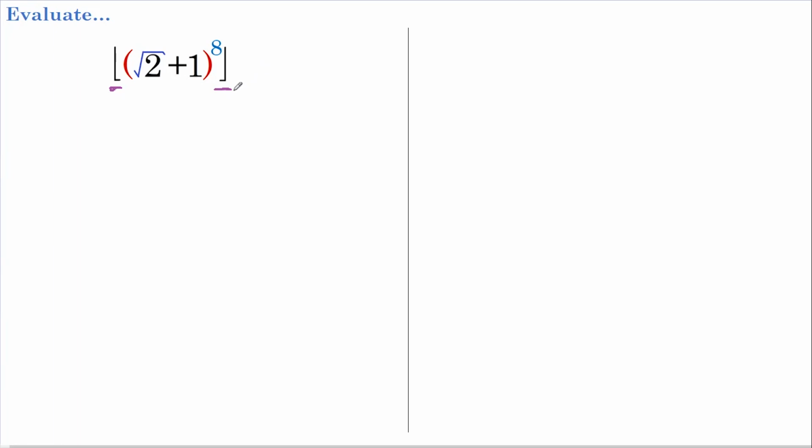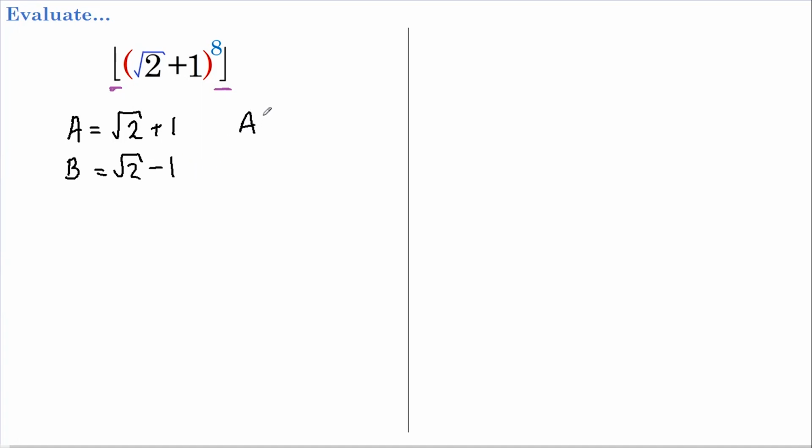Okay, so now that you know that, how are we going to evaluate (root 2 plus 1) to the power of 8? Well, we could just expand this out, but that would be a bit long and laborious. So this is a much more elegant solution. Let's set A equal to root 2 plus 1. And we'll set B equal to root 2 less 1.